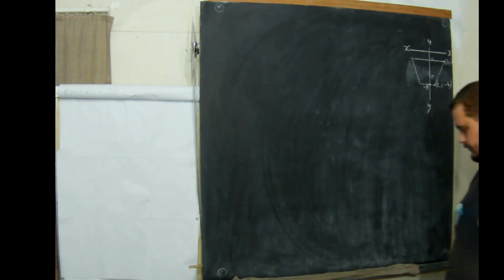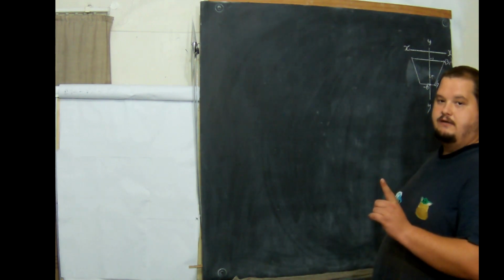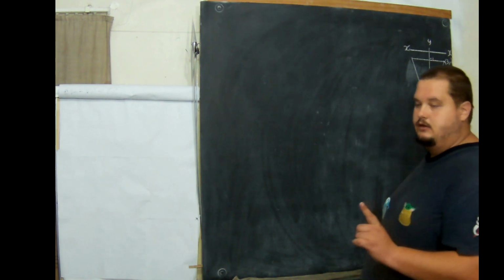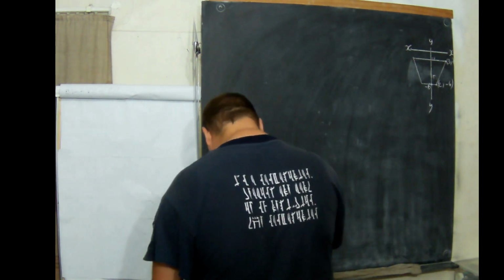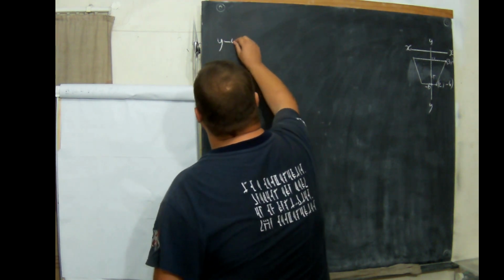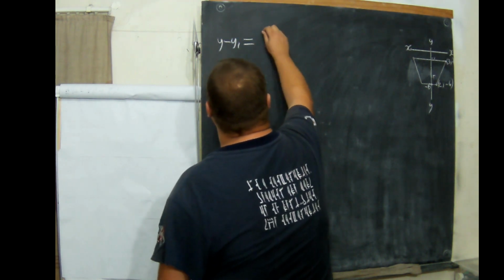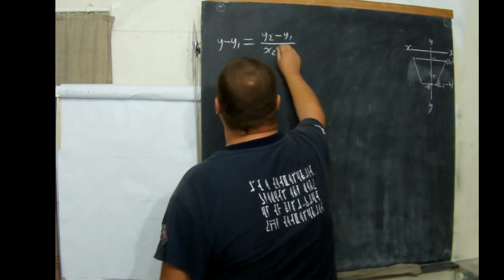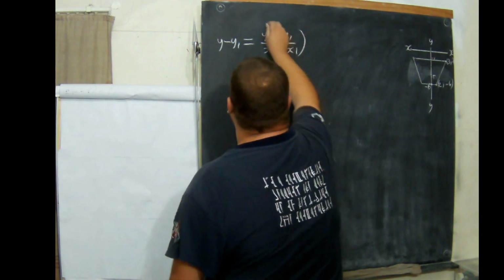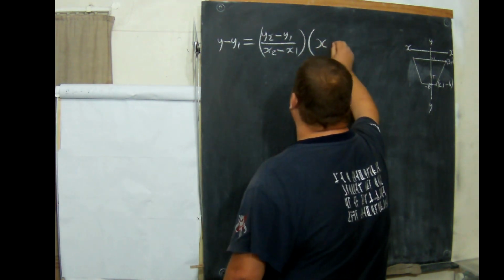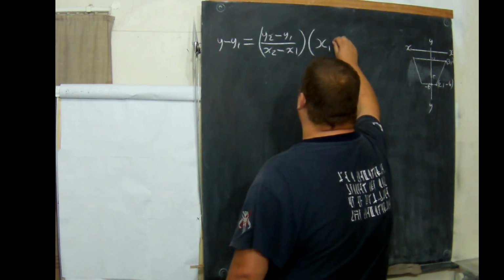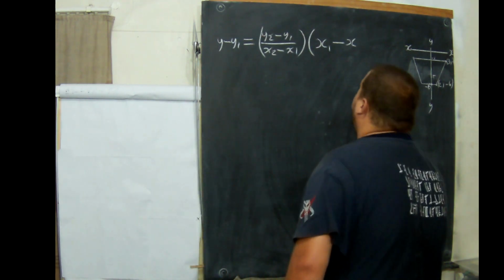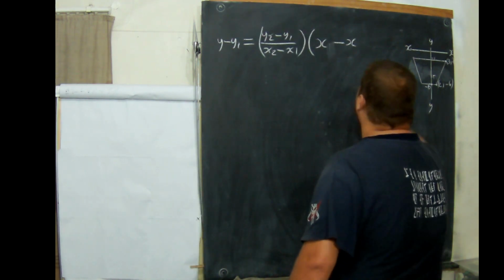So, because we have the coordinates of the line, we can work out its formula. So, let's work out its formula. It is y minus y1 equals y2 minus y1 over x2 minus x1, bracket x minus x1. Sorry, I got that wrong. It is x minus x1.